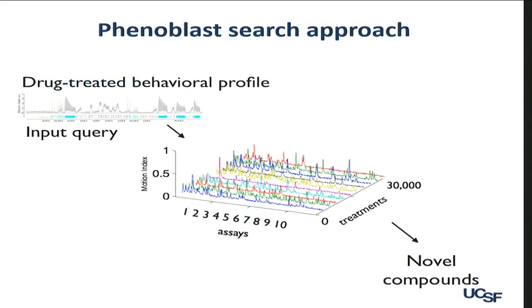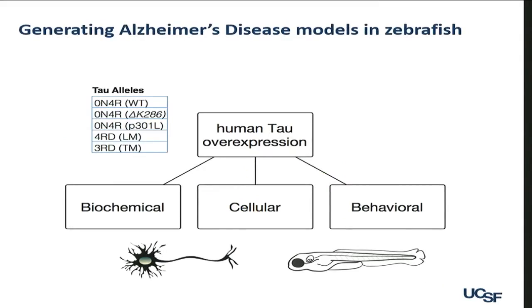Given a drug-treated behavioral profile, we can use that as an input query to BLAST our database of 10 behavioral assays and 30,000 compound treatments to try to identify novel compounds that cause phenotypes of interest. In this project, we're applying this approach to Alzheimer's disease by making transgenic models of zebrafish that overexpress human tau and then looking at a variety of biochemical, cellular, and behavioral phenotypes.